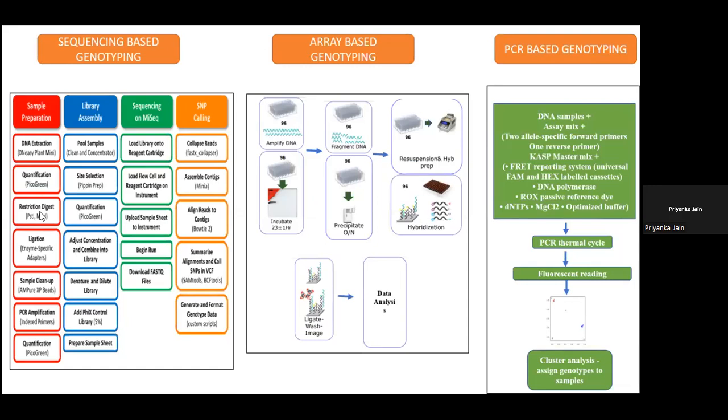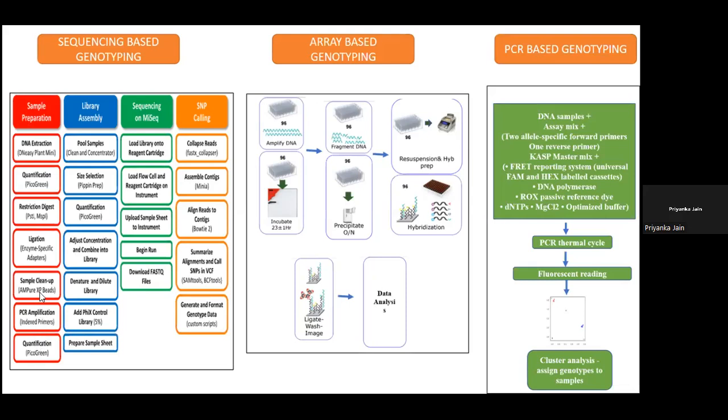For restriction digestion, restriction enzymes are used, either PstI or MspI. Upon restriction digestion, that is, cutting, the whole genome of a cell, which is a big chunk, is cut by the restriction enzyme, and then adapters are ligated at the ends. Then comes sample purification, sample cleanup, PCR amplification, and then final quantification. This is what we call the sample preparation step.